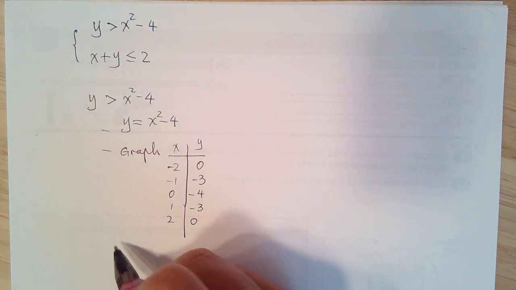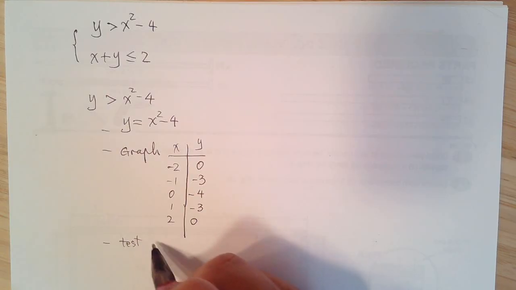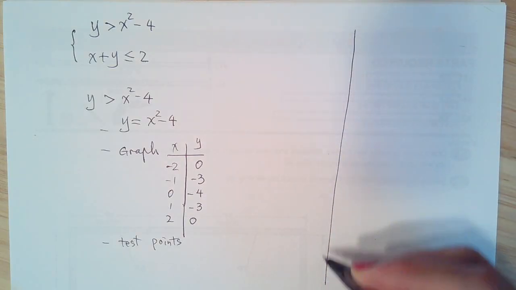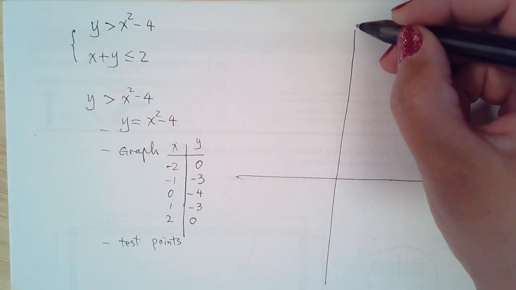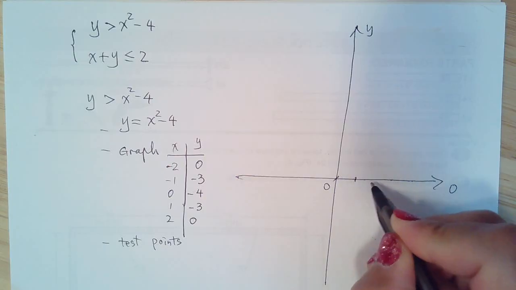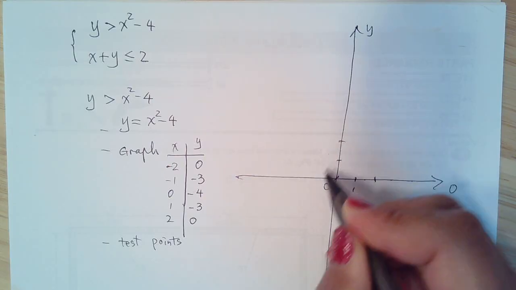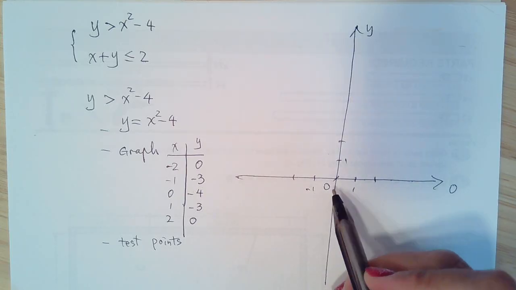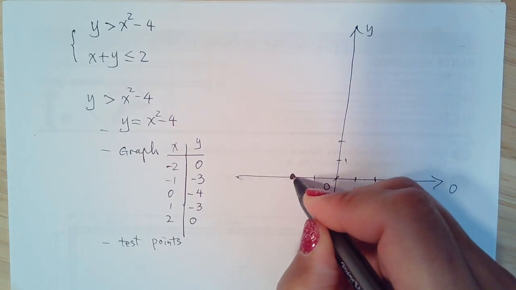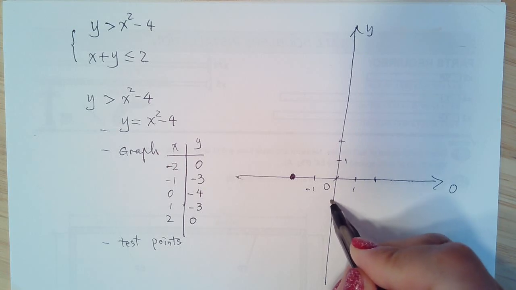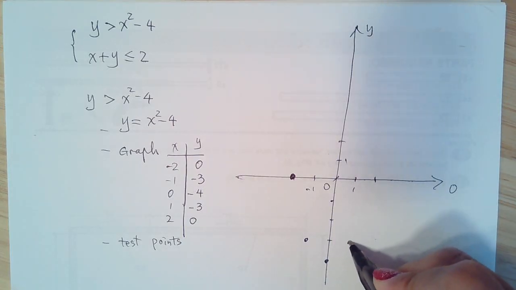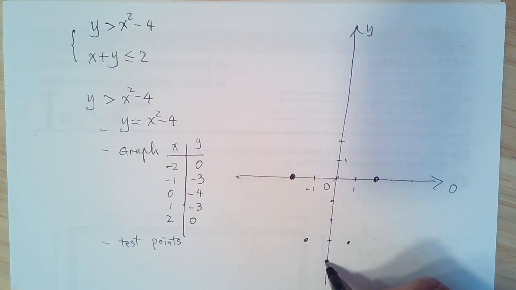So I can graph. And the third one, I'm going to choose the test points. All right, now, if you graph, here's a 0, here's y, and here's 1 and 2, negative, positive. And then when x equals negative 2, it's a 0. We have a point here. Negative 1, then that will be negative 3, so that goes here. Okay, and then 0, negative 4. And then 1, negative 3. And then 2, 0. So we get a curve like this.